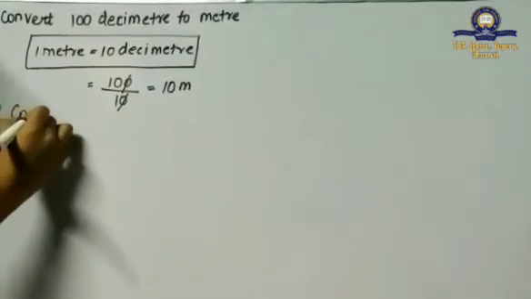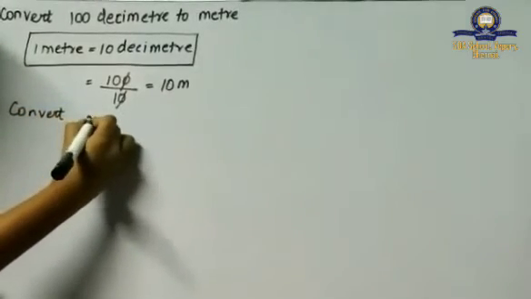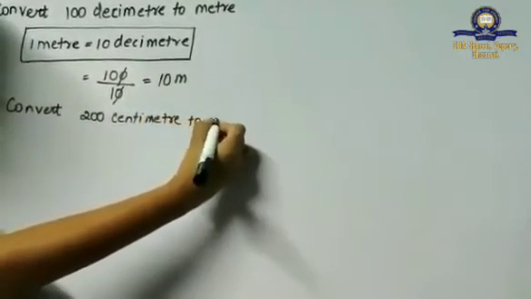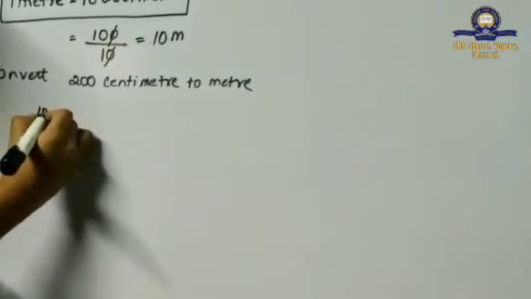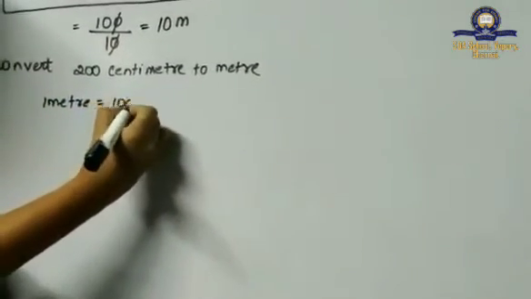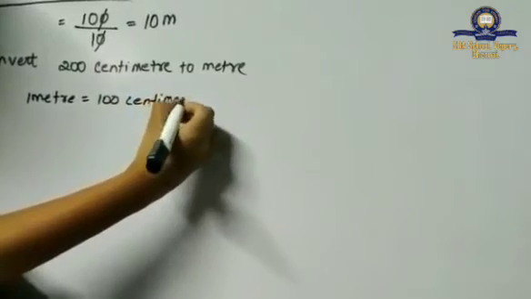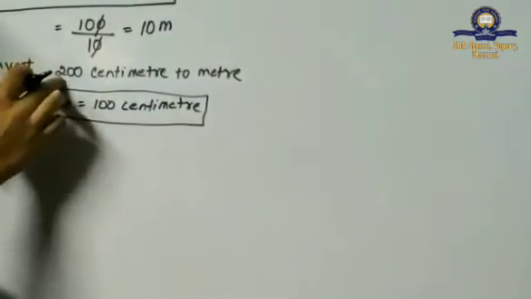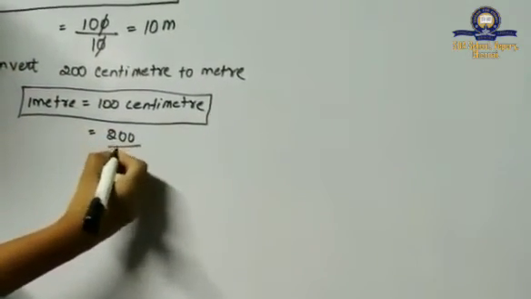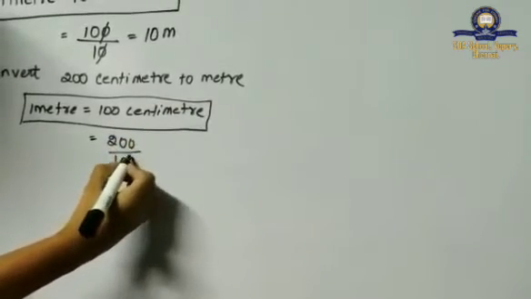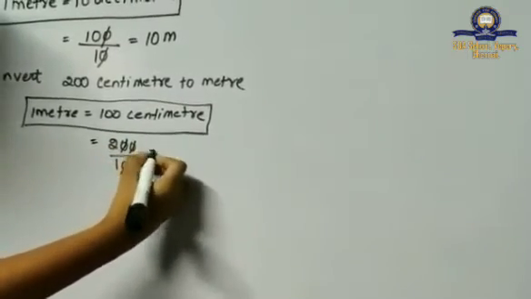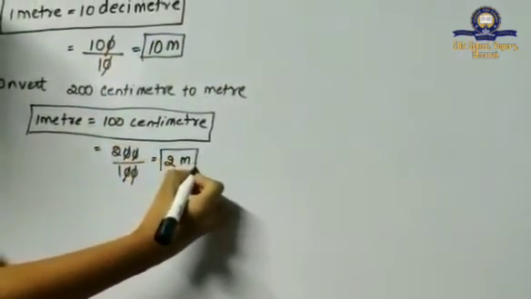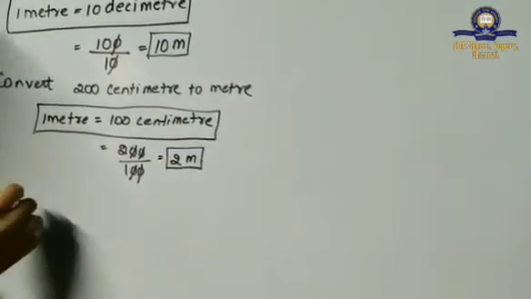And the second sum is you are going to convert 200 centimeter to meter. So we know that 1 meter is equal to 100 centimeters. And if you want to convert centimeter in terms of meter, you are going to divide the value 200 by 100. So when we divide 200 by 100, we cancel the zeros. So 2 divided by 1 is 2 meters. So this is the answer for conversion of centimeter to meter.